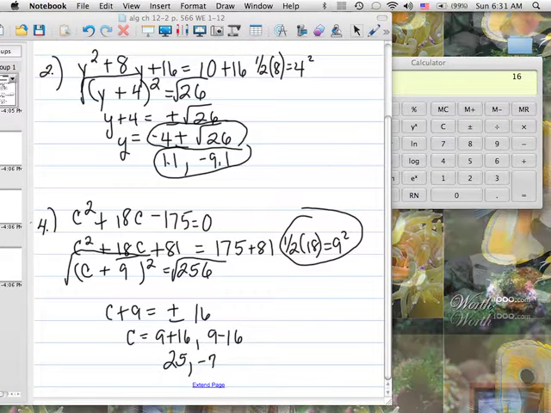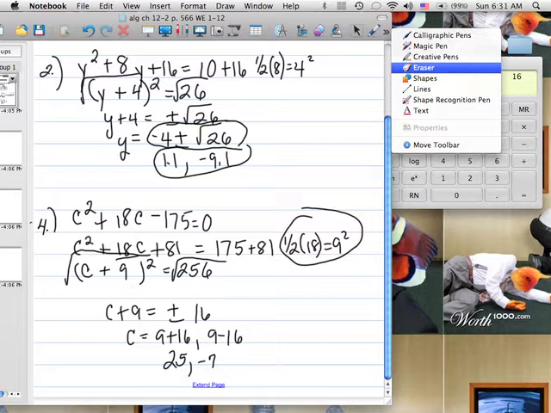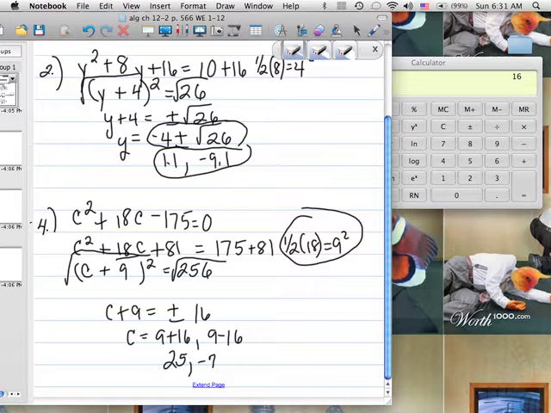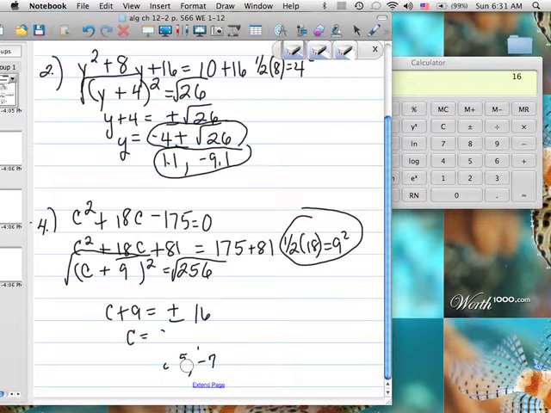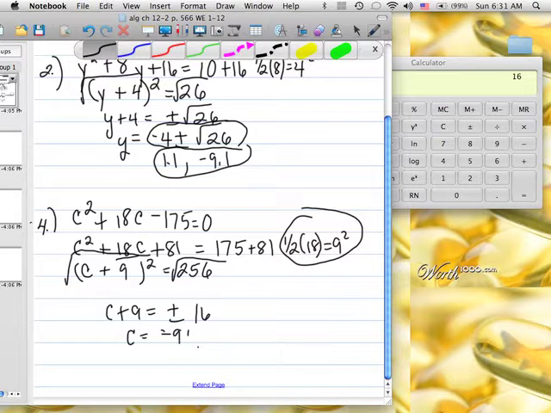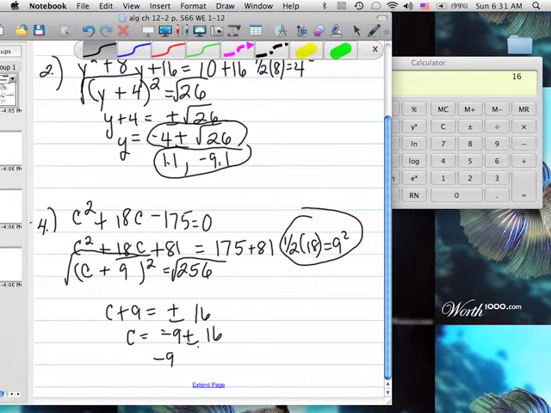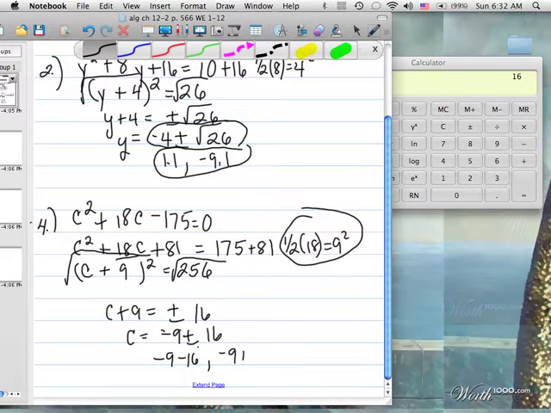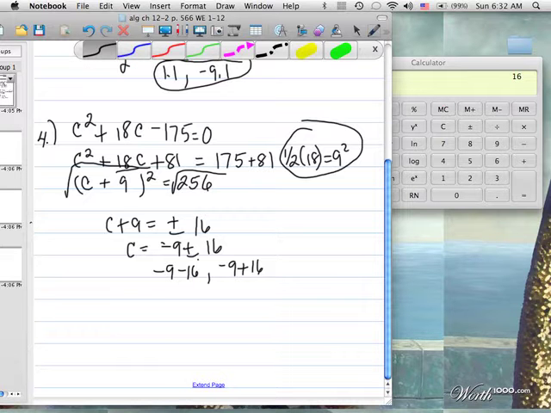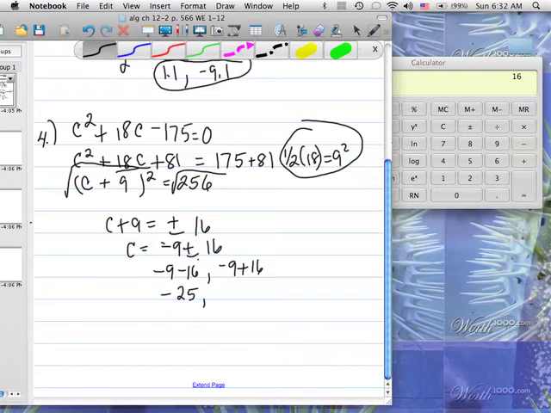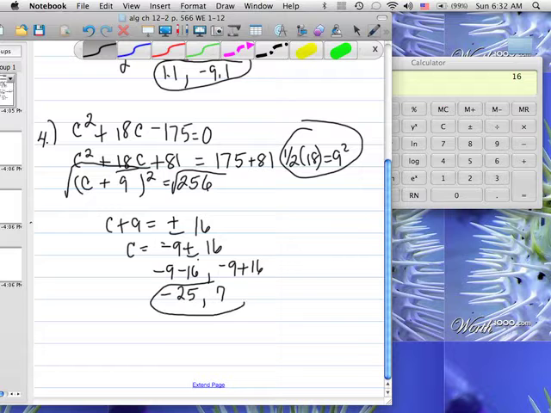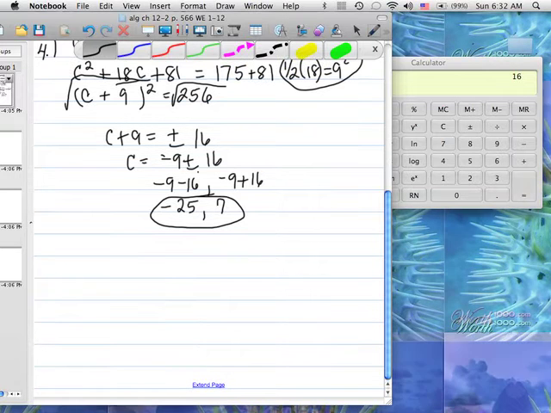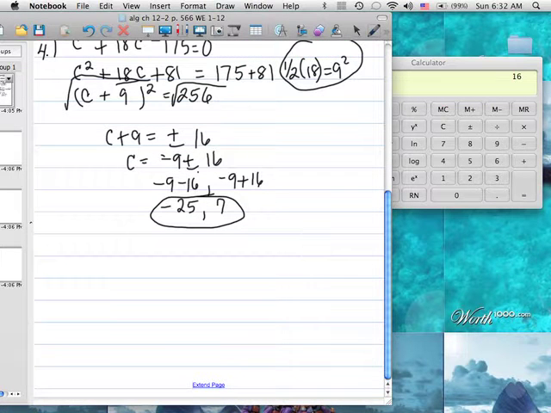I made a mistake here. I'll have to correct it. When I move that 9 to the other side, it should have been negative 9 plus or minus 16. So that's negative 9, I have to subtract 9. Negative 9 minus 16 and negative 9 plus 16. So that gives me negative 25 and 7. So be careful, it's easy to make mistakes.